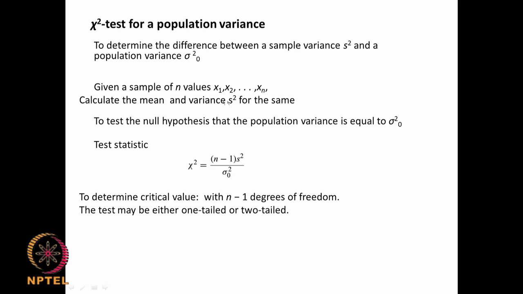If I have a sample set x1, x2 up to xn, I calculate a variance s square. Then I can compare it with the population variance sigma square. The null hypothesis is that they are both the same, the sample is from the population, and the alternate is that they are not from the same population. The test statistic is chi-square equal to n minus 1 times s square divided by sigma naught square, where n is the number of data points, s square is the variance of the sample, and sigma naught square is the variance of the population.